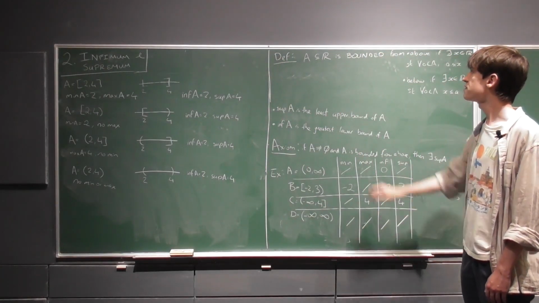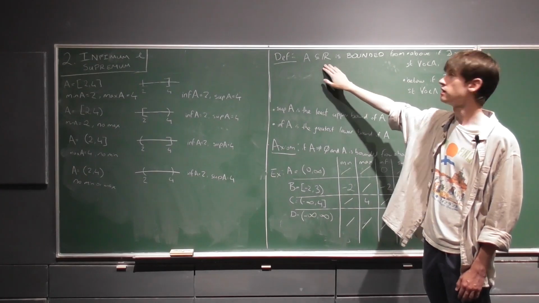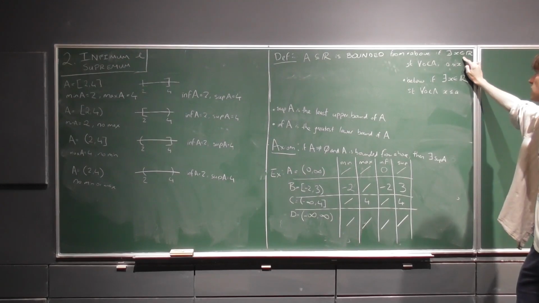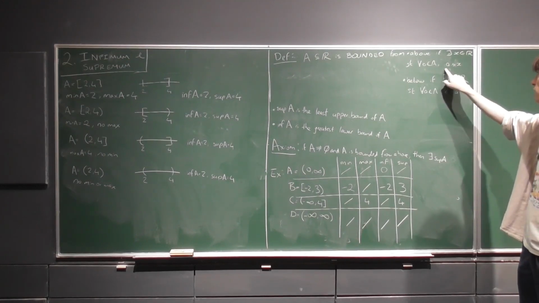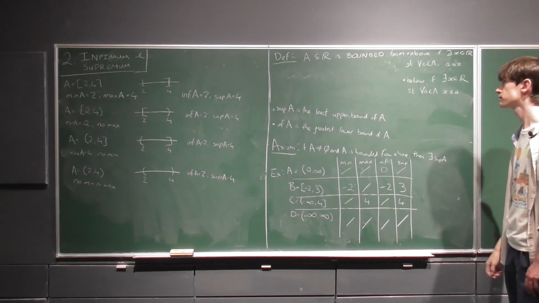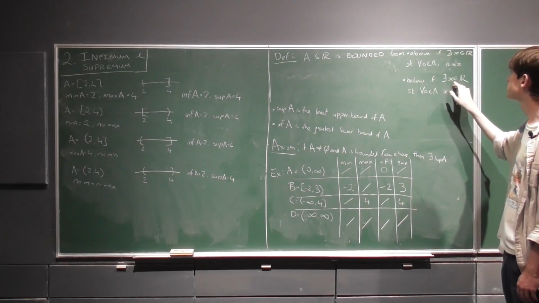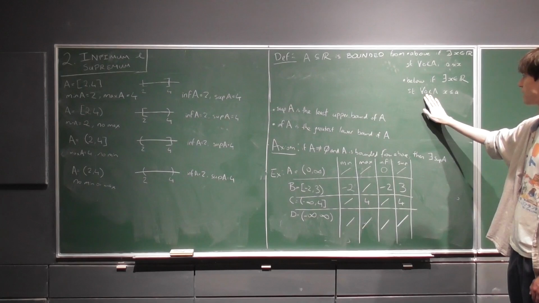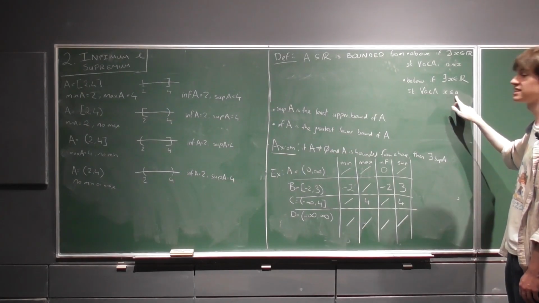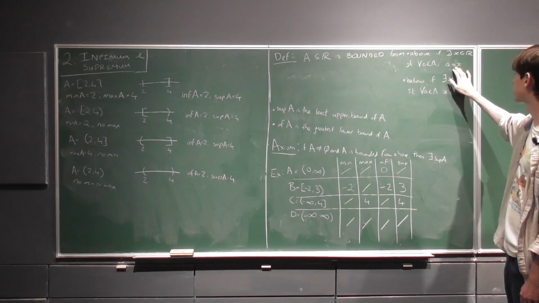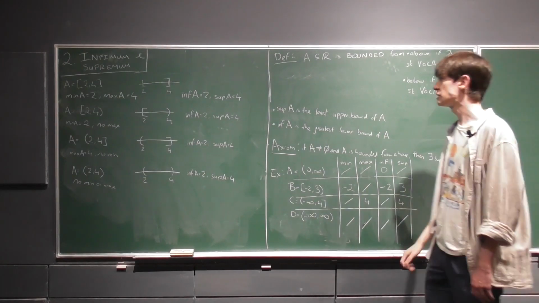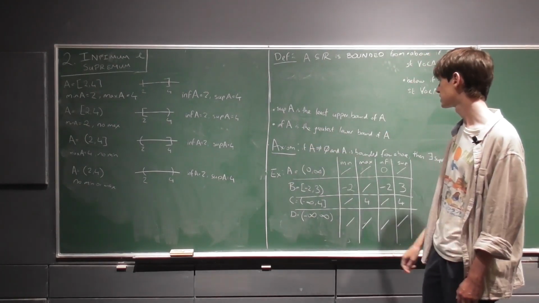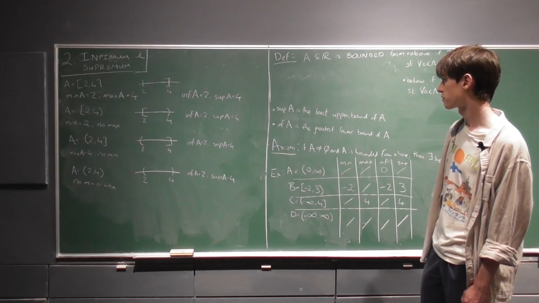So if we have A, which is, as I said, of the real line, it's bounded from above if there exists some real number x, such that every element of A is less than or equal to that x. And it's bounded from below if there exists, again, a real number x such that for every element of A, x is less than or equal to that element. So this x would be an upper bound, this x would be a lower bound. And the supremum of A is just the smallest upper bound of A, and the infimum of A is the greatest lower bound of A.